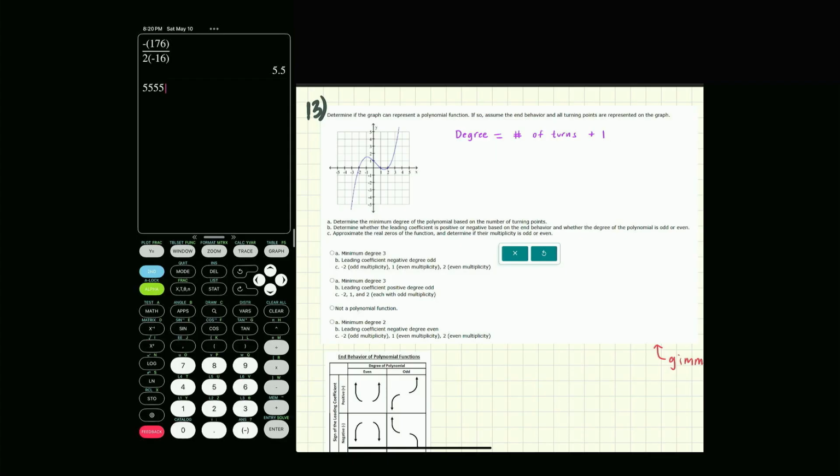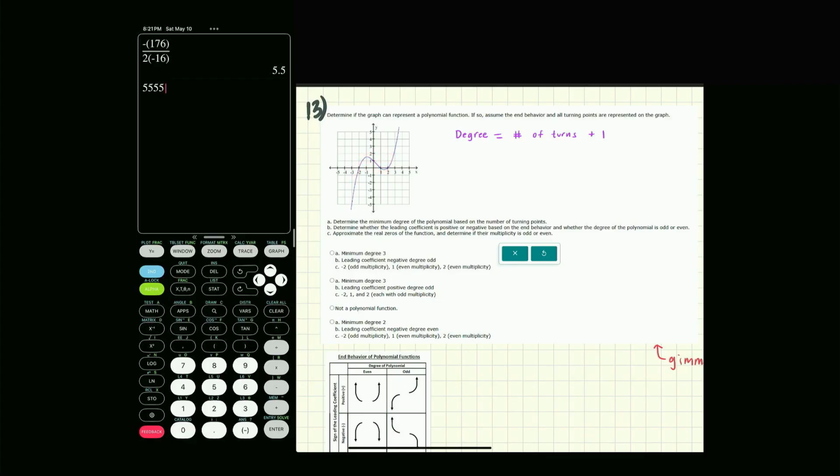So what does that mean? Well, we look at our graph and we count the number of times it changes direction or it turns. For instance, here's a turn, and then here's another turn. So total, that's 2 turns, right? It's going up, it changes direction, that's 1 turn. It's going down, it changes direction, that's another turn.